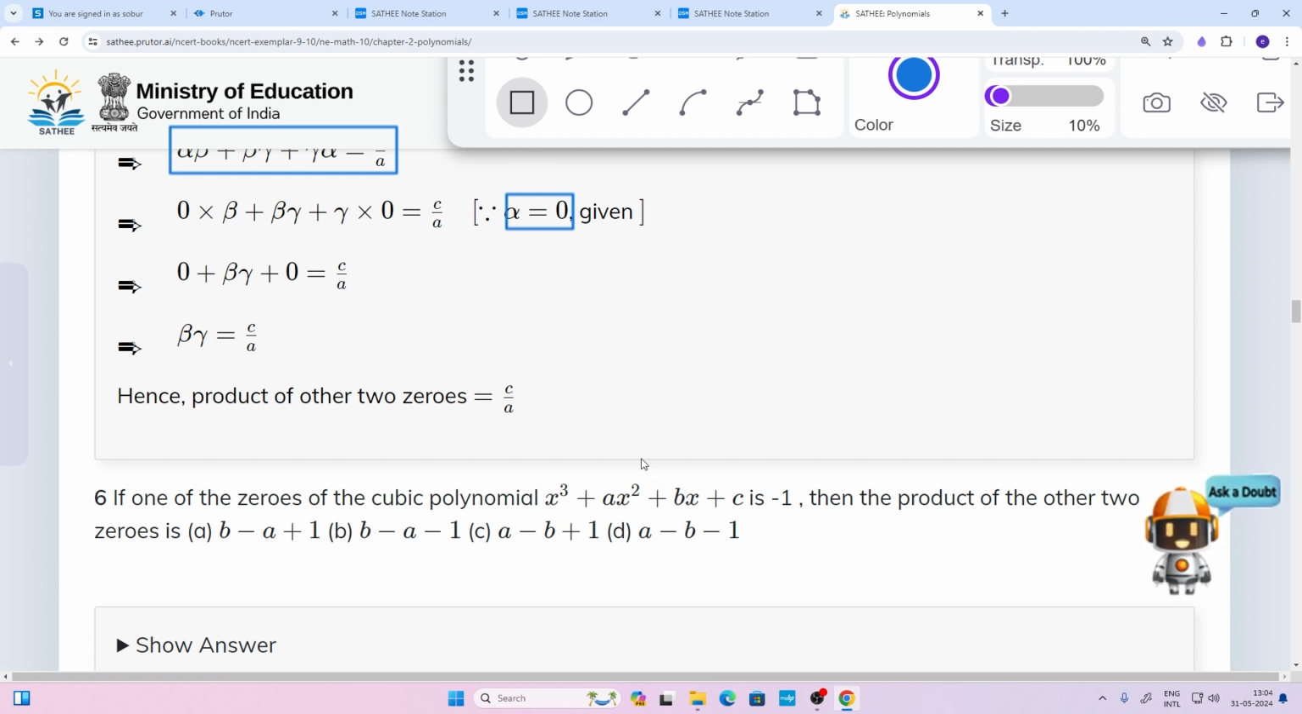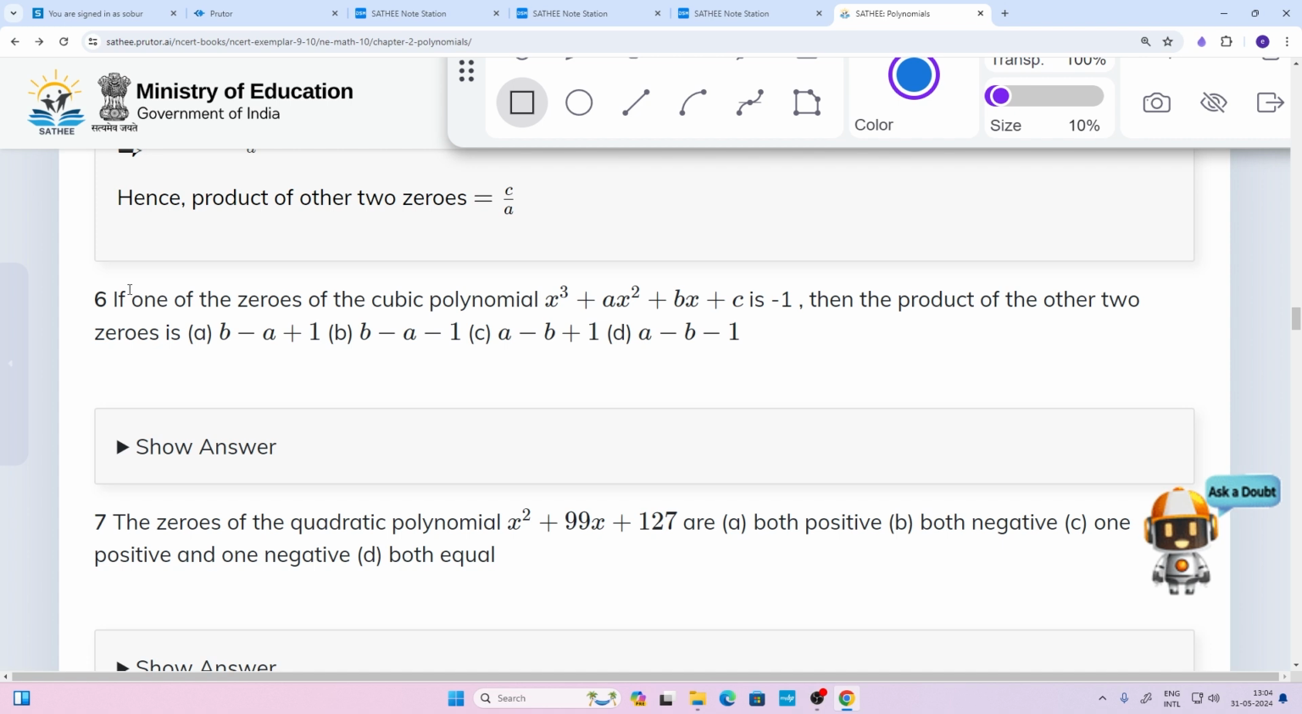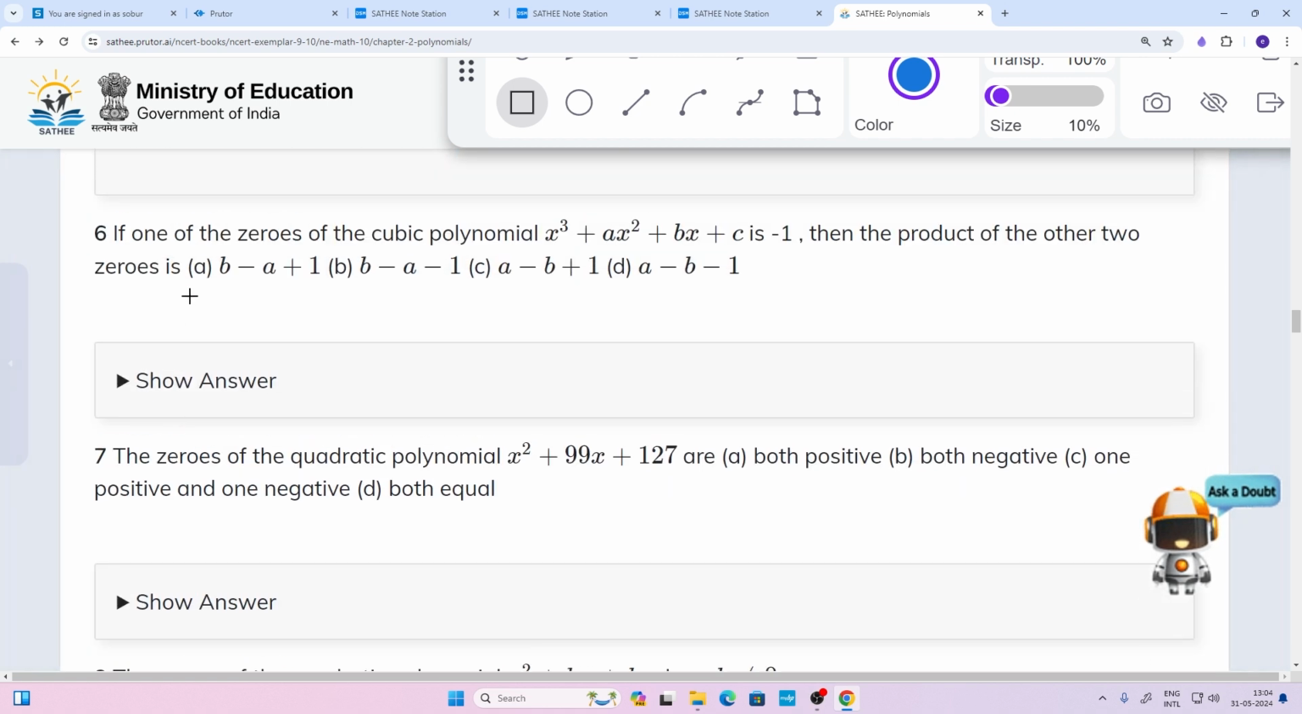So let us move to question number 6. In this question, it said to us: if one of the zeros of the cubic polynomial x cube plus ax square plus bx plus c is minus 1, then the product of the other two zeros is what? Here we have to find the product of the other two zeros. So let us solve this problem.